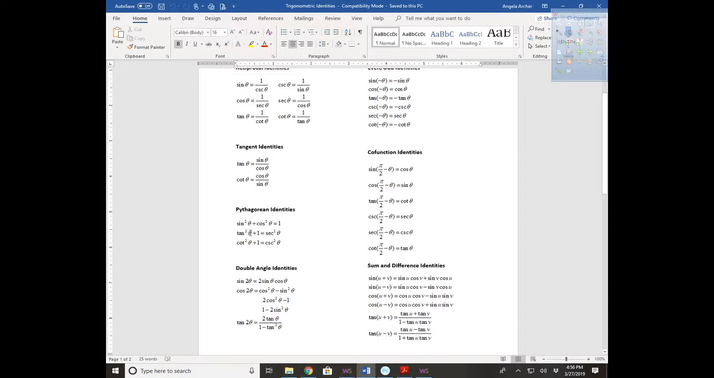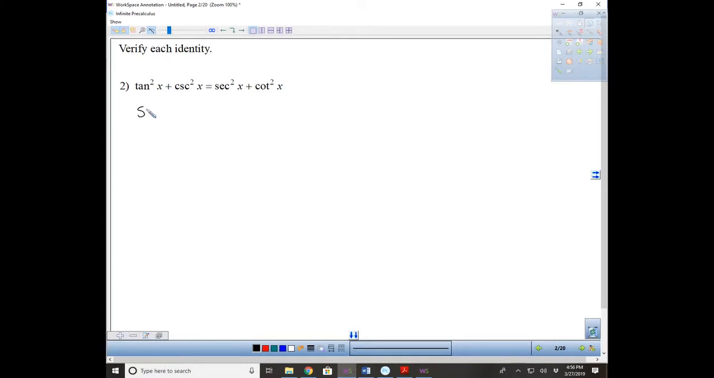If I were to rearrange this and solve for tangent squared, I would just subtract the 1. So I can replace tangent squared with secant squared theta minus 1. And then same thing with the cosecant, I can replace it with cotangent squared plus 1. Negative 1 and positive 1 cancel, leaving me with secant squared x plus cotangent squared x, which is the other side.